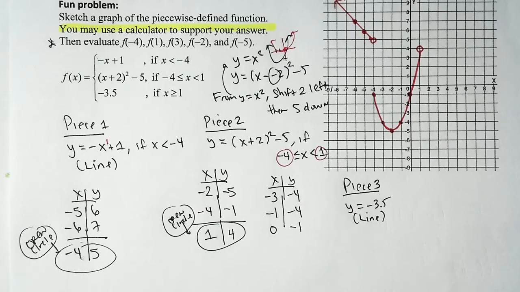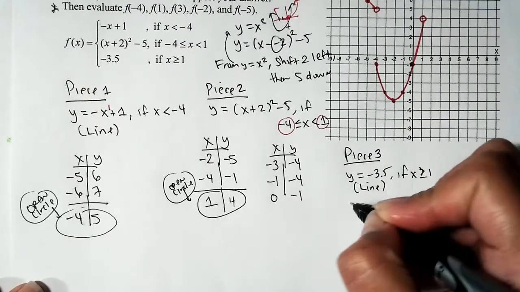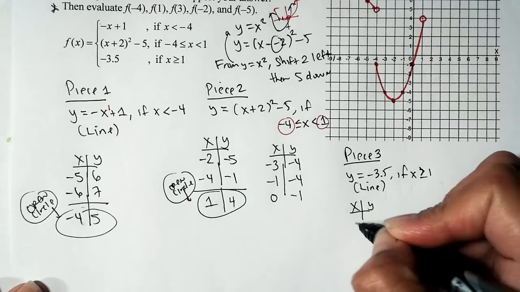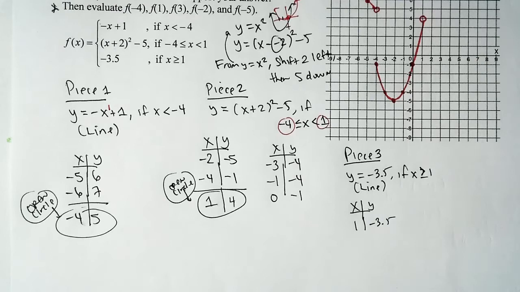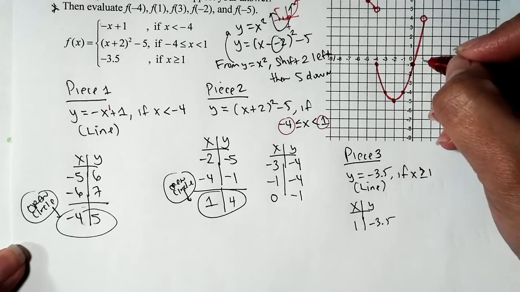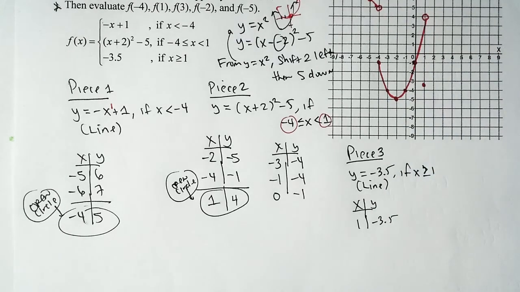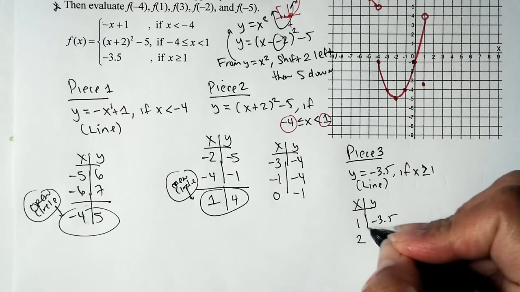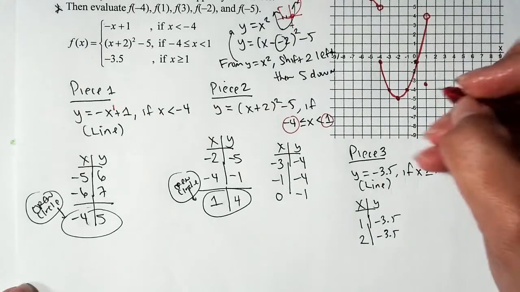And the domain is if x is at least 1. So if x is greater than or equal to 1, we'll do our table of values. If x equals 1, you guessed it, y equals -3.5. Let's go ahead and graph it. So we have (1, -3.5), so we'll say that's about there. Another x value, we need two points to do a line, and if x is 2, as you can see, y is still -3.5, and that's good enough for me.